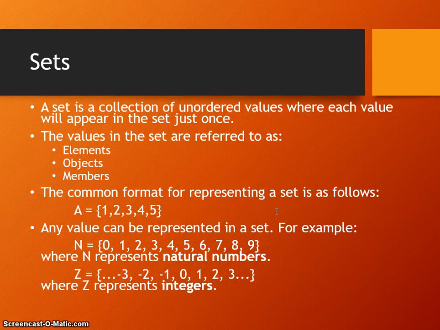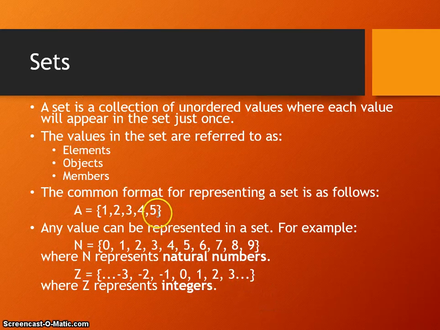Any value can be represented in a set. For example, if we've got N equals 0, 1, 2, 3, 4, 5, 6, 7, 8, 9, N represents natural numbers. Another example of a set below, we've got Z. Z is integers, and you'll notice we've got the 3 dots that appear either side. This means that this continues. So for instance 0, 1, 2, 3 and so on. And minus 3, and that would be so on backwards. So that's how we represent a set.